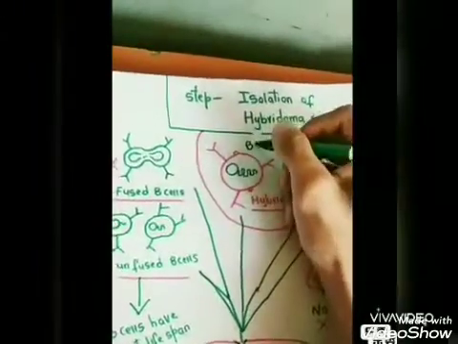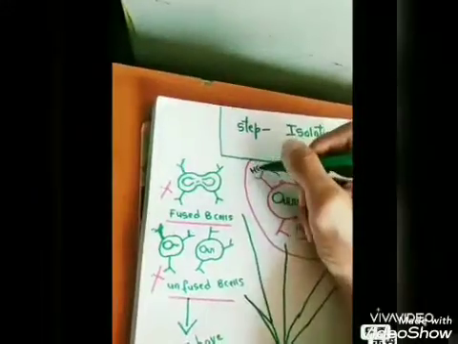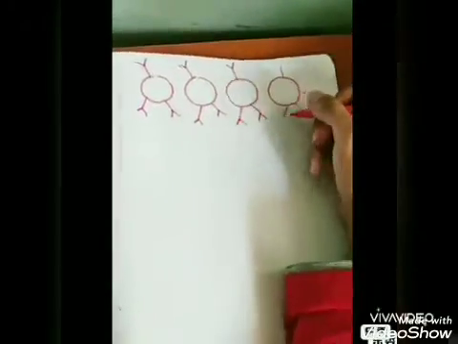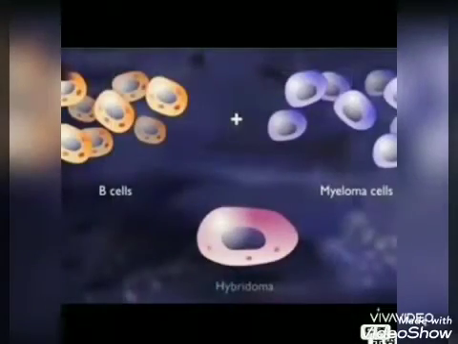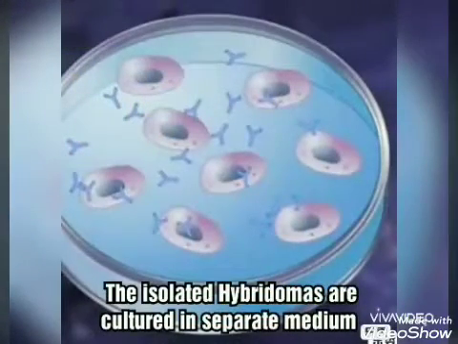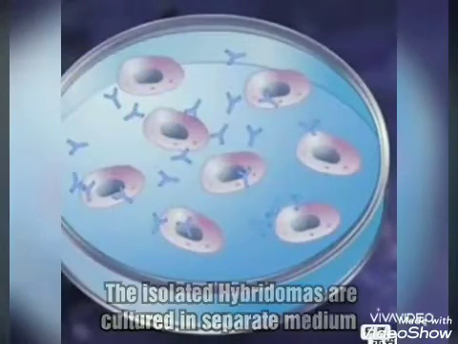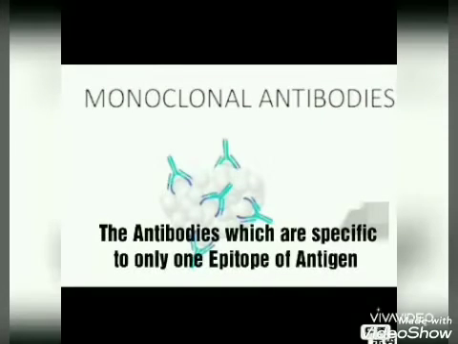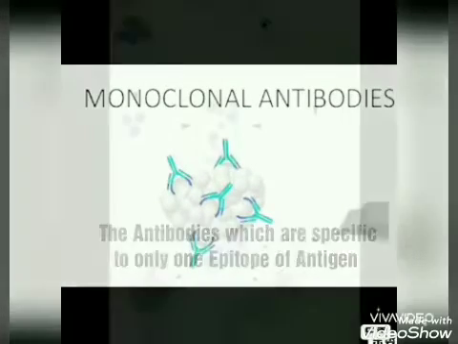Only hybridoma cells will be alive, because the B cell partner will supply the HGPRT gene, which will help in the salvage pathway, so they will survive. By the end of this, we have a bunch of hybridoma cells separated from the remaining cell mixture. They all will produce the monoclonal antibodies. These hybridomas are cultured in a specific separate medium. They will produce antibodies only for a single epitope. These are called monoclonal antibodies.